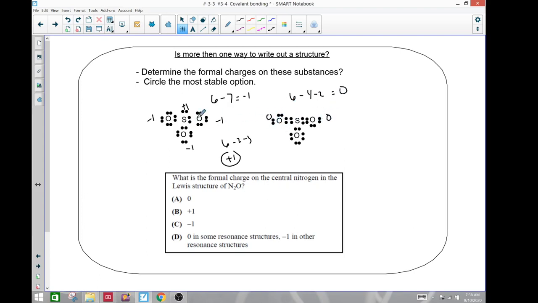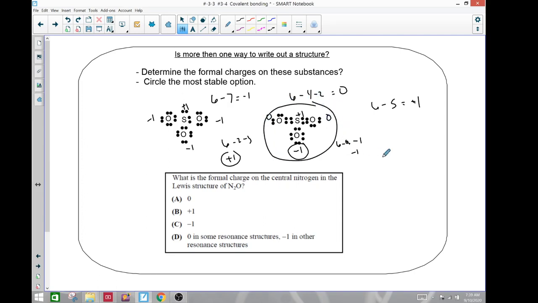And then keep in mind, we're comparing these atoms here. So this guy is 6. We just did it here, but 6 minus 1 is -1. This guy's -1, just like that. And the sulfur is 6 minus 1, 2, 3, 4, 5. Minus 5 is +1. So overall, this has the lower formal charges because we've got the zeros here. And therefore, this would be considered to be the better option.